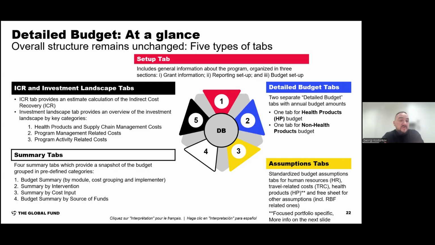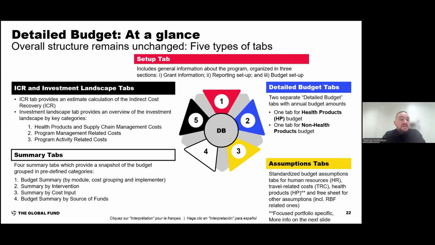Other types of tab include the indirect cost recovery and investment landscape tabs. These continue to be as in GC7. The ICR tab provides an estimate calculation of the indirect cost recovery. This is calculated using the indirect cost recovery percentages that are included in the setup tab and the information included in the non-HP and HP tabs.